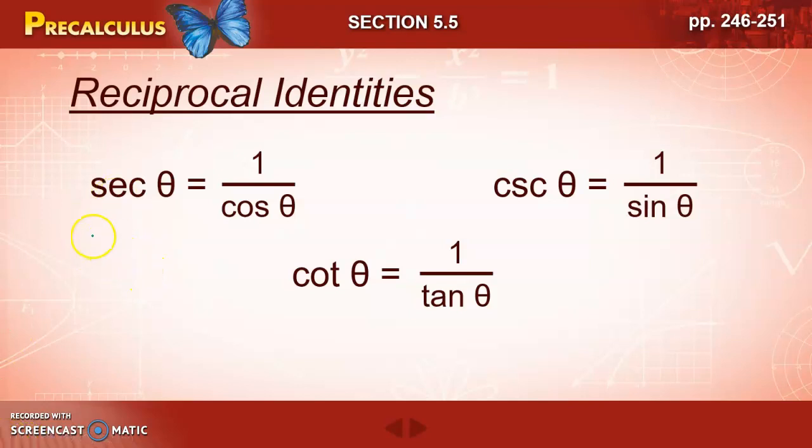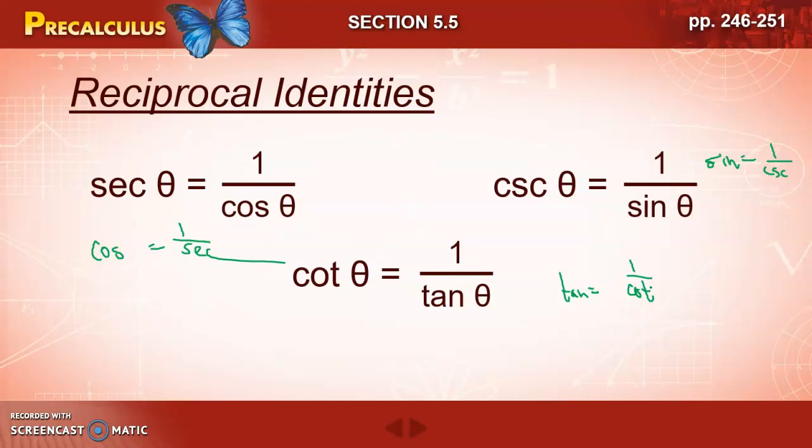Okay, conversely, if these are true, then cosine must be equal to 1 over secant. And sine must be equal to 1 over cosecant, because they are reciprocals of each other. And tangent must be equal to 1 over cotangent. So these are the 6 trig ratios, or trig functions that you need to be familiar with. Sine, cosine, and tangent, you should be very familiar with by now. And then secant, cosecant, and cotangent. And you do need to recognize that these are reciprocal functions.